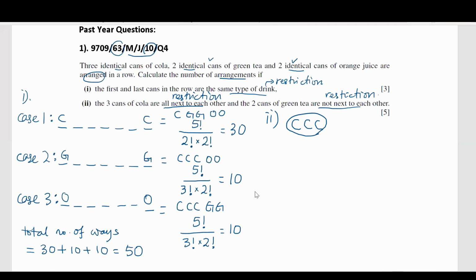For the 2 cans of green tea that are not next to each other, I will put them to the side and we will consider them later. And we still have 2 orange. All right. So now we count 1, 2, 3. Effectively, there are 3 objects to be arranged. Hence, 3 factorial ways. And the 3 cans of cola, when they group together, can still arrange among themselves, and it has 3 factorial ways as well.